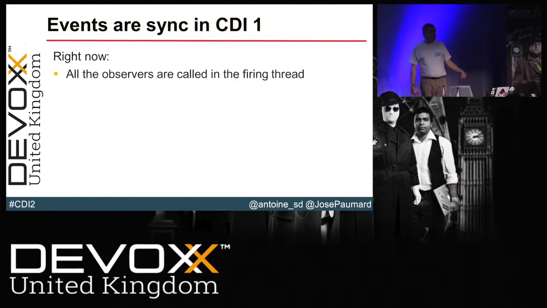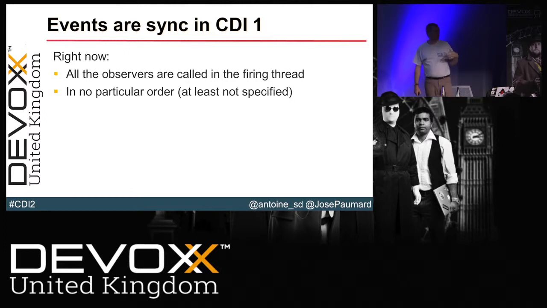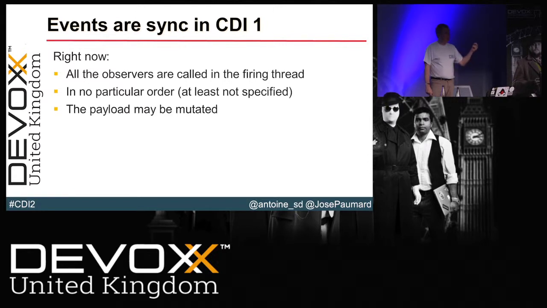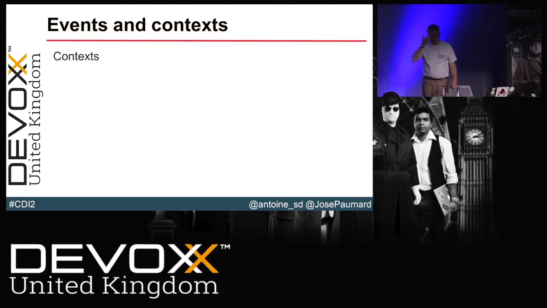Right now, all the observers are called in the same thread as the thread that is firing the event, and they are called in a synchronous way. The order is not specified, so there's no particular order. You cannot rely on that or anticipate it. This is going to be fixed in CDI 2.0. And people took the habit of mutating the payload, so you can have a payload mutated in the first observer and then get some kind of result in the second observer, and so on. So, of course, you'll get into trouble if you do that in an asynchronous way.